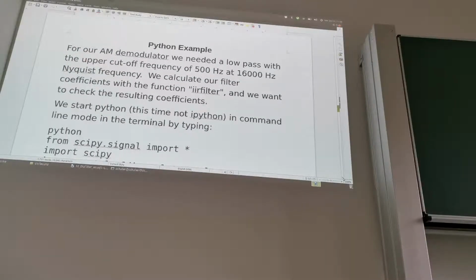Yeah, does it make sense so far? So now we have a possibility to analyze our filters.